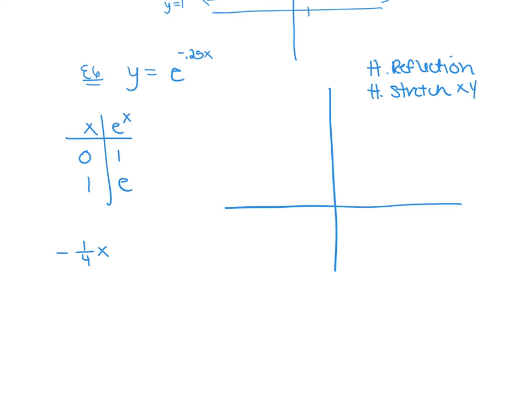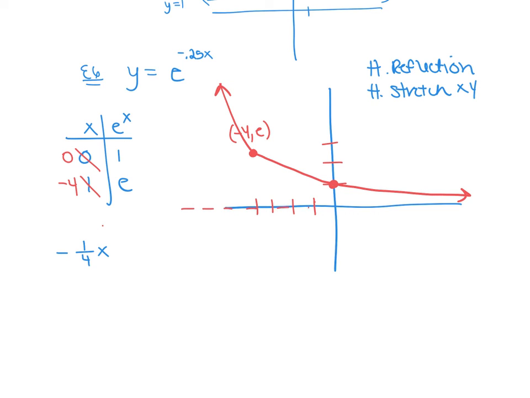So what we're going to do to our x value, since everything is being done horizontally, we are going to multiply by a negative 1, and then we're going to multiply by 4. Or you can just do it all at once. 0 times negative 4 is still 0. 1 times negative 4 is negative 4. So in this one, you're actually still going to have the point (0, 1). But now we're going to have (-4, e). And it's going to look like that.